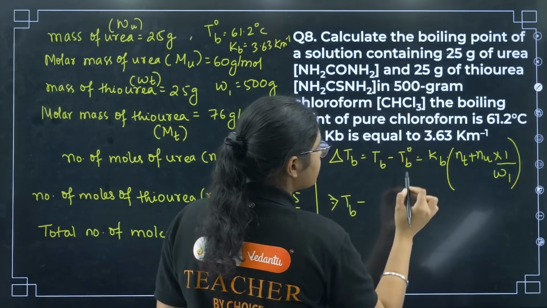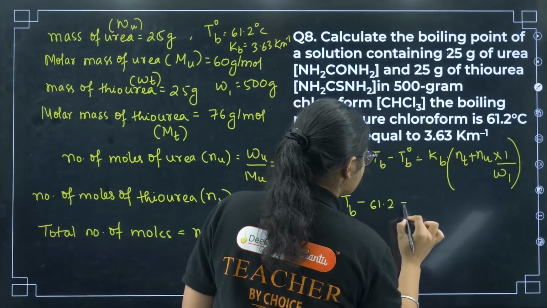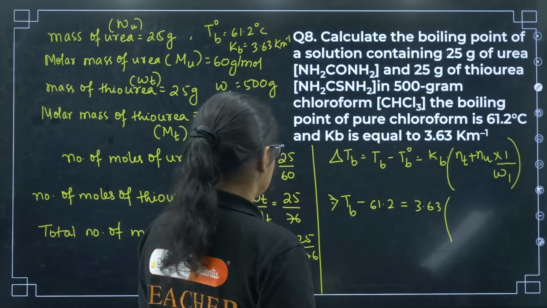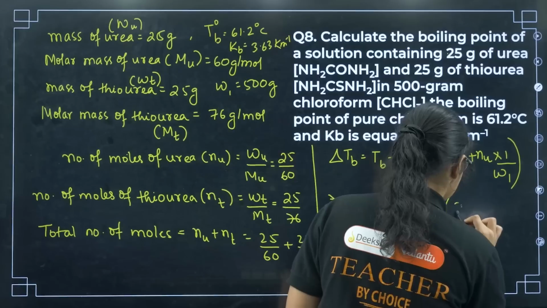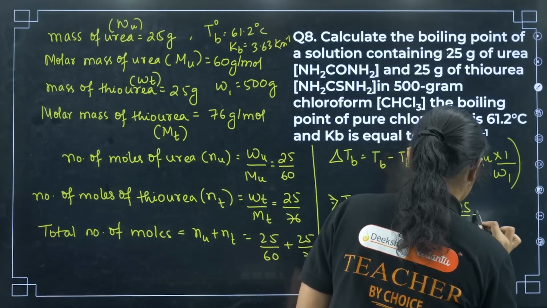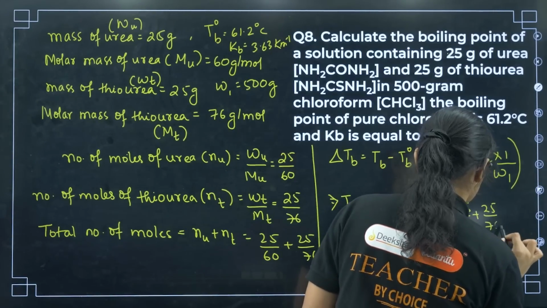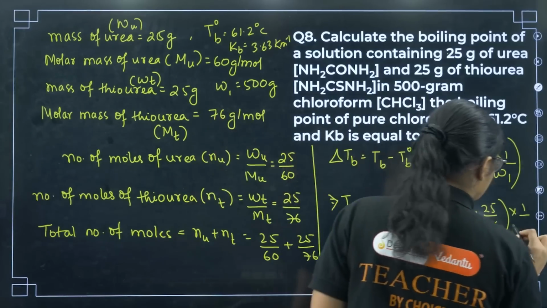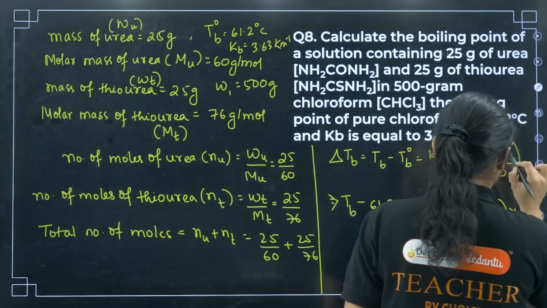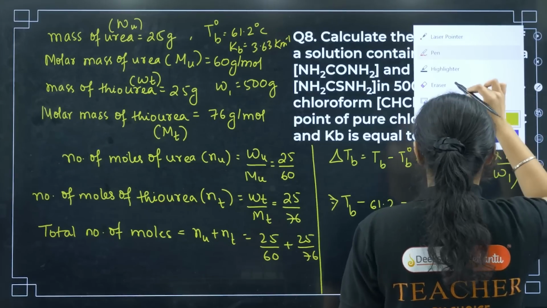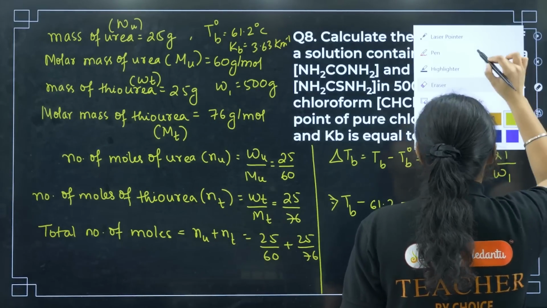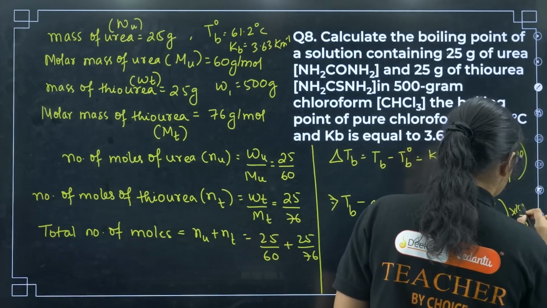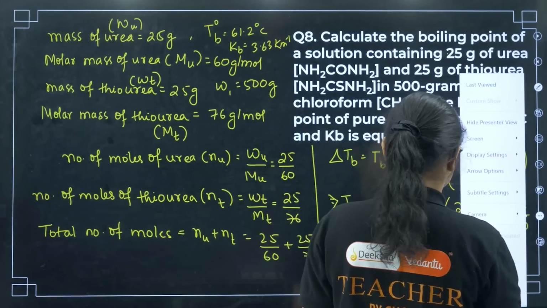T naught b is given to me as 61.2, then Kb value is 3.63. Okay, next Nt plus Nu, that is 25 by 60 plus 25 by 76, into 1 by W1, which is 500. Okay, not 1, we can take it as 1000, right, because our mass is in grams, so we can take it as 1000. Okay, so here also I'll put 1000.